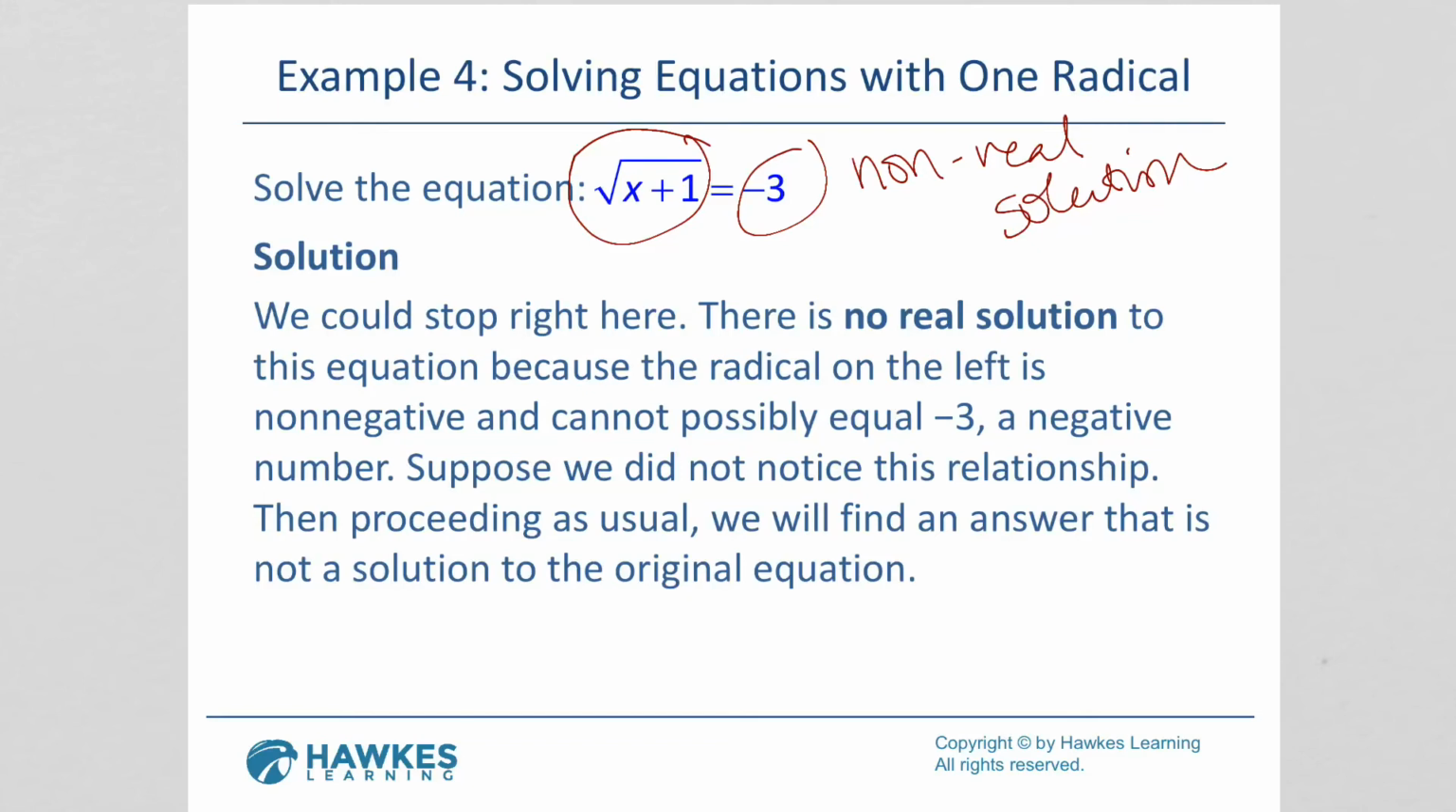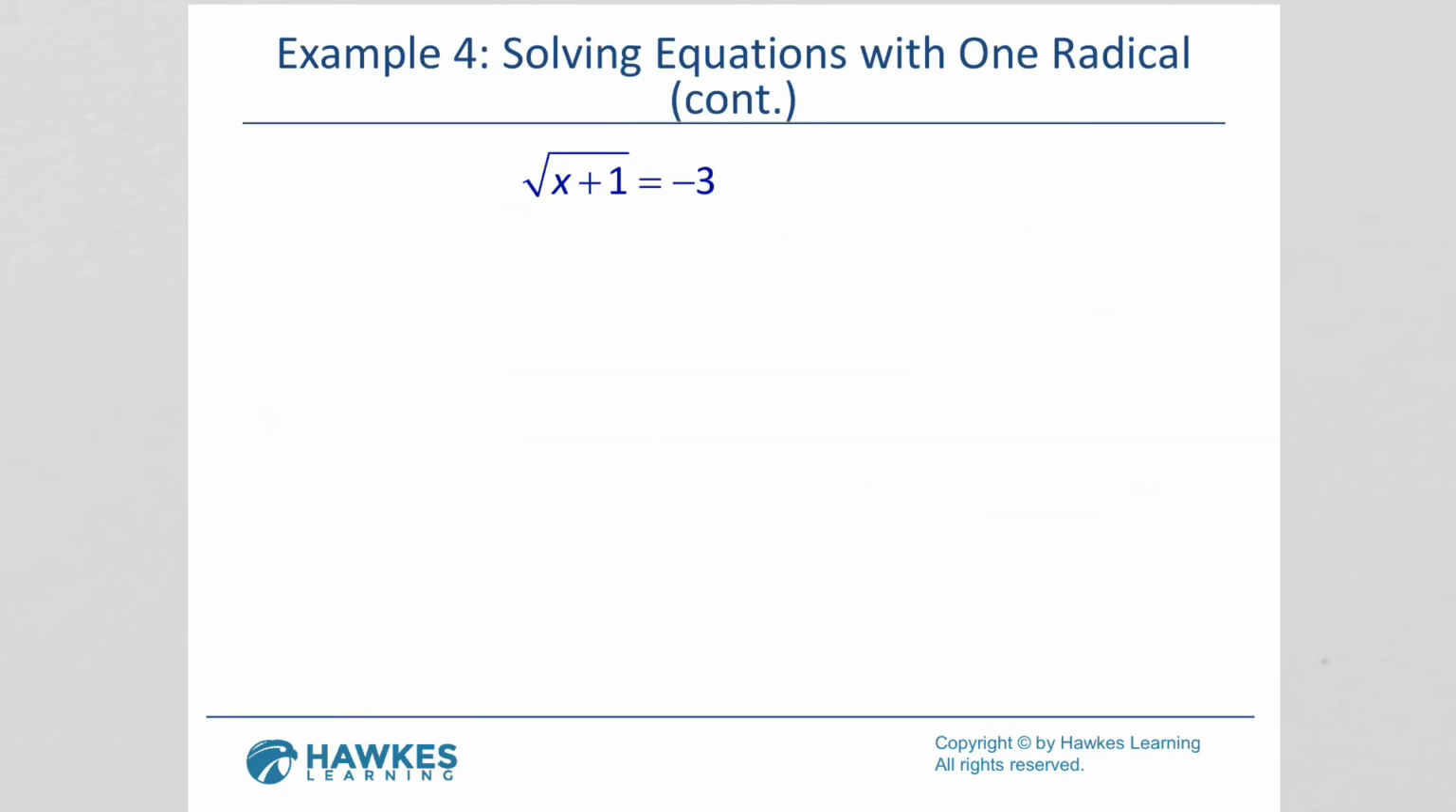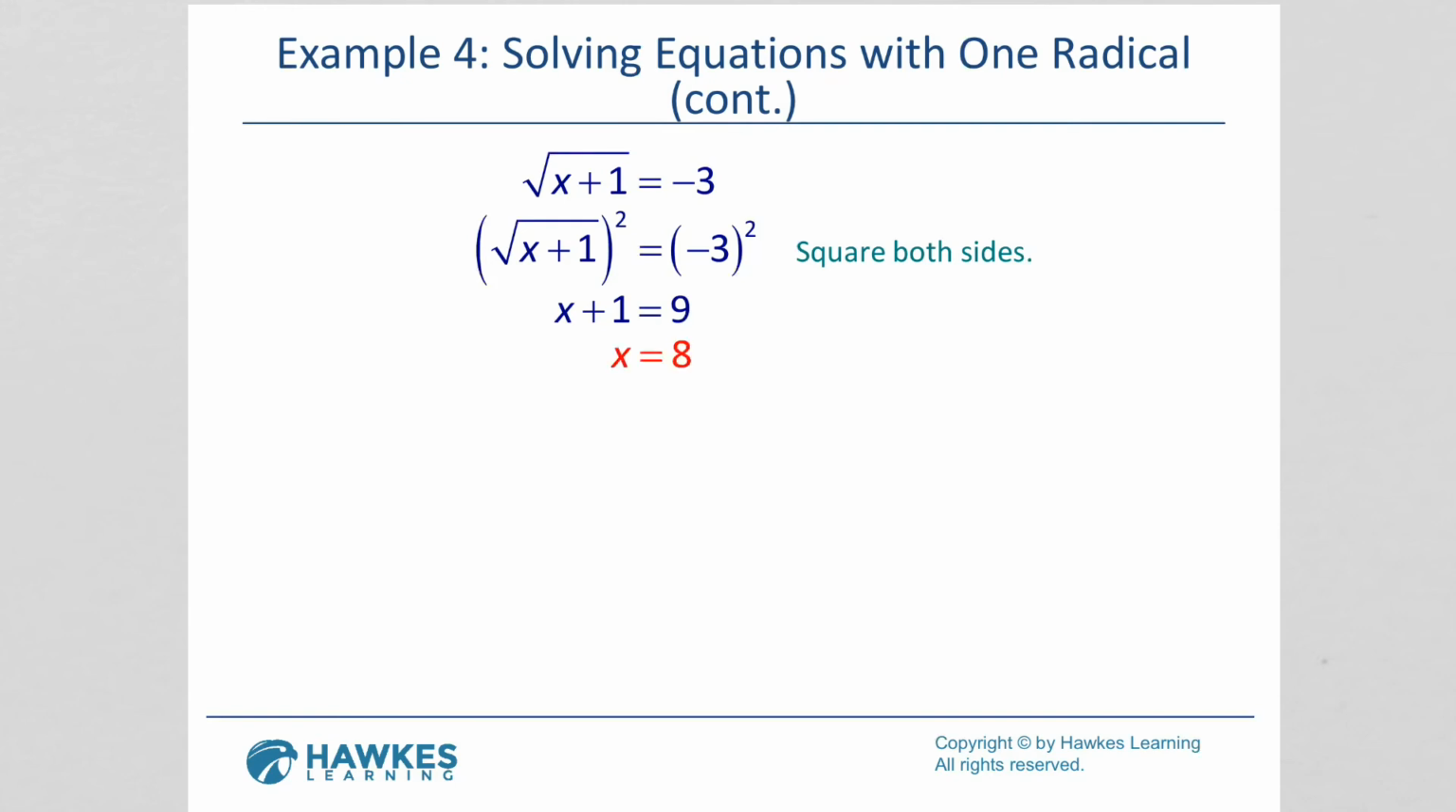If you don't see it right there, you can go through the problem solving process. So I have the radical term isolated on the left. I can square both sides, so I have the square root of x plus 1 squared equals the quantity negative 3 squared. That gives me x plus 1 equals 9. I subtract 1 from both sides and I have x equals 8.